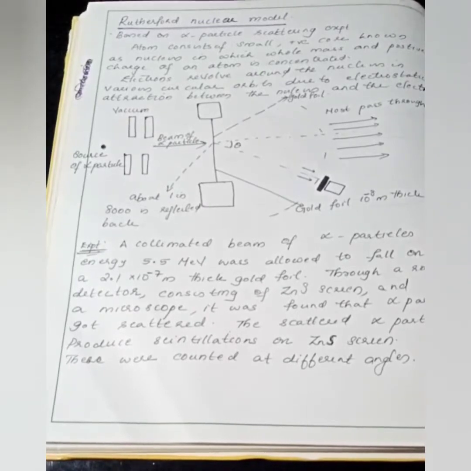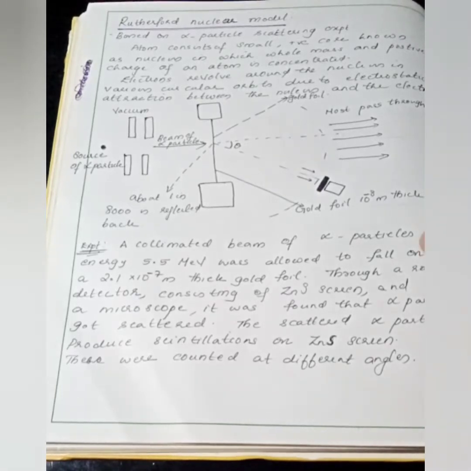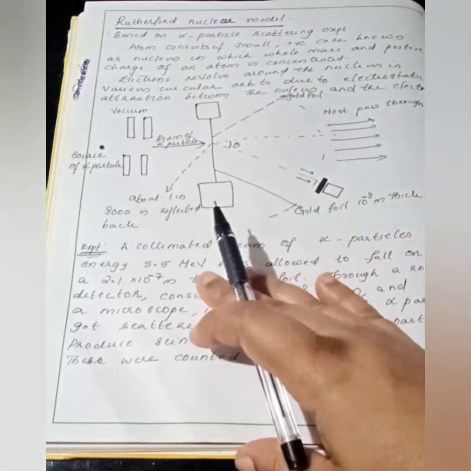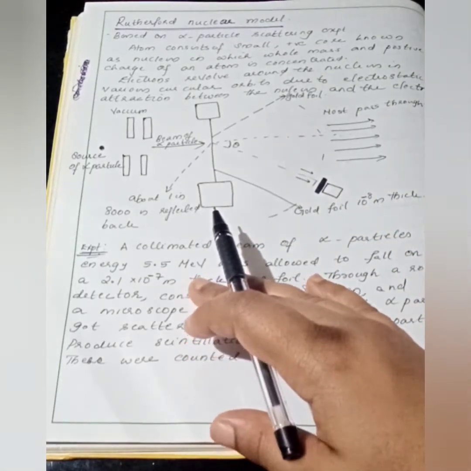Dear students, now we will see the Rutherford nuclear model from grade 12 physics, chapter 12, Atoms. After the Geiger and Marsden experiment, Rutherford did a similar experiment. That is, Rutherford also did this alpha beam scattering experiment. The diagram shows the experimental setup.